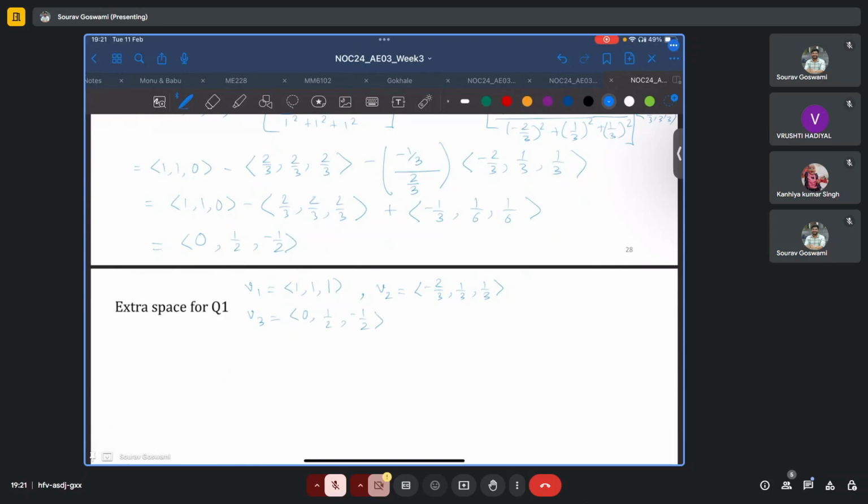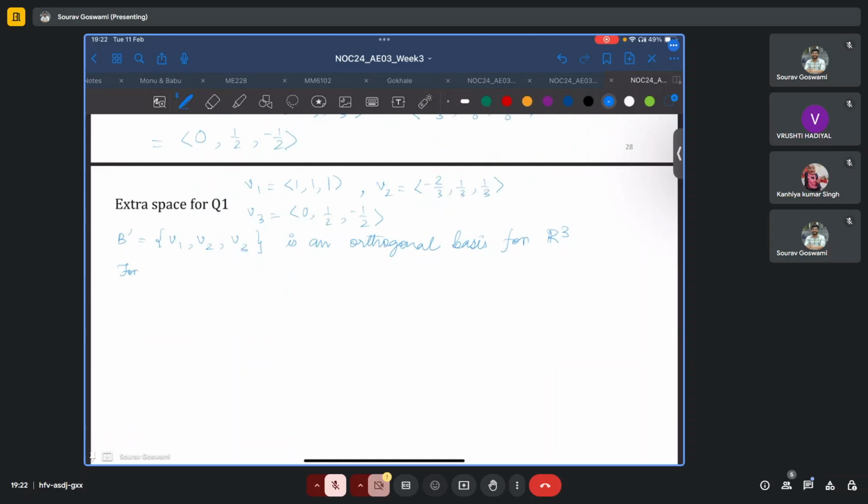Now note that V1, V2 and V3 do constitute an orthogonal basis for R3, but they are not orthonormal, as individually their magnitudes are not equal to 1. You can write this as, say, some B prime equals V1, V2, V3 is an orthogonal basis for R3, but it is not an orthonormal basis. However, if we can just make each of them into unit vectors, we will obtain our orthonormal basis as well.